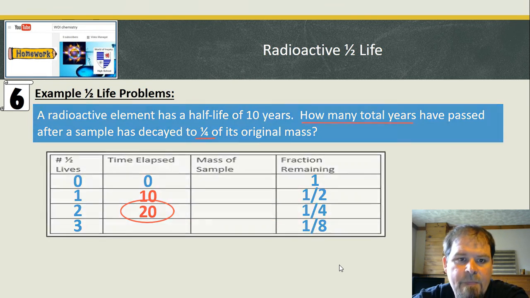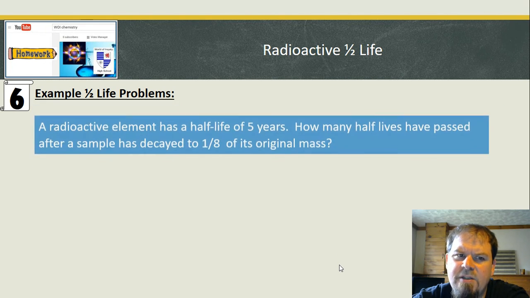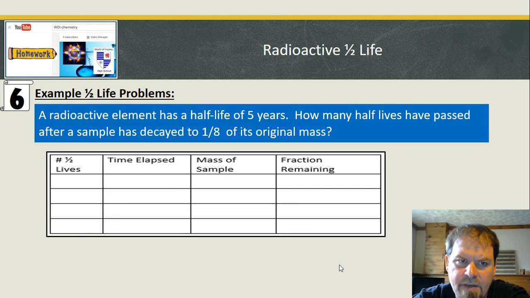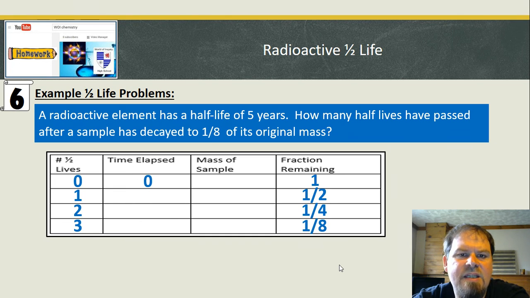Pretty simple. Hope this reason and logic is starting to sink in a little bit about how to use these particular charts. A radioactive element has a half-life of 5 years. How many half-lives have passed after the sample has decayed to 1/8 of its original? So how many half-lives is what I'm looking for? 1/8. Well, dude, so just go to 1/8. Boom. How many half-lives? These things are already filled out.